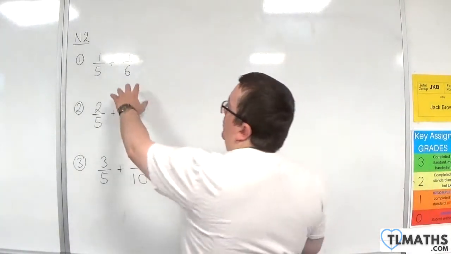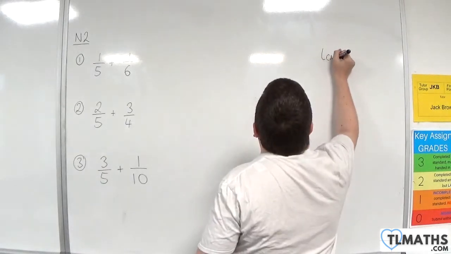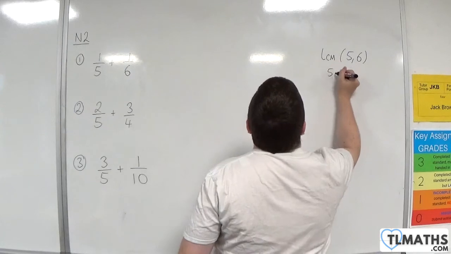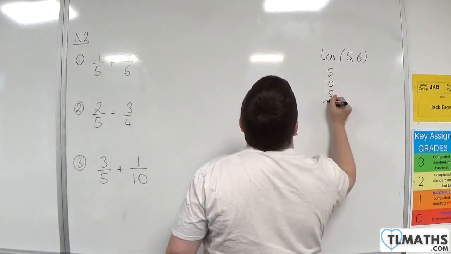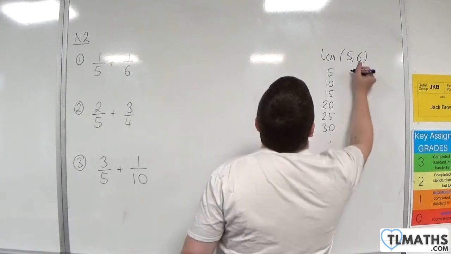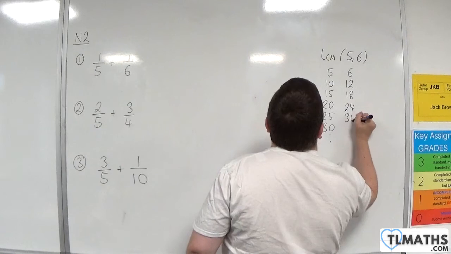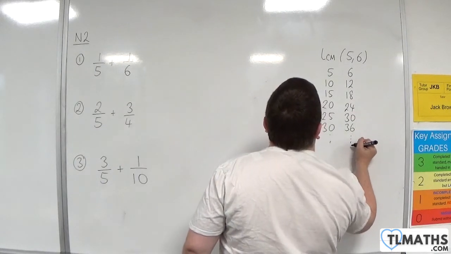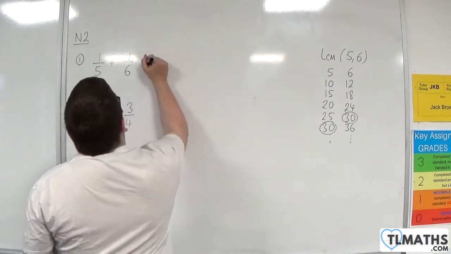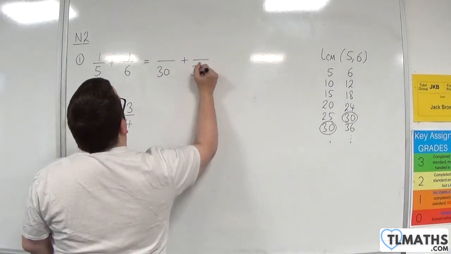So 1/5 plus 1/6. First of all, let's start by finding the lowest common multiple of 5 and 6. So 5, 10, 15, 20, 25, 30, etc. 6, 12, 18, 24, 30, 36, etc. So the lowest common multiple is 30.